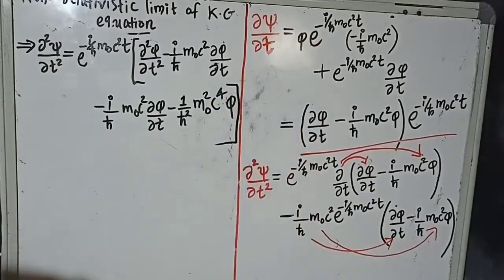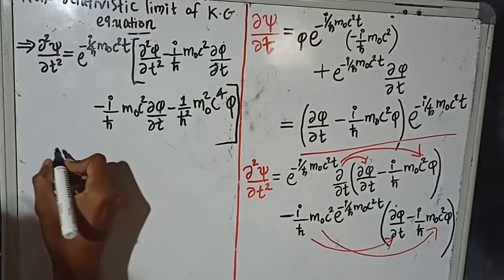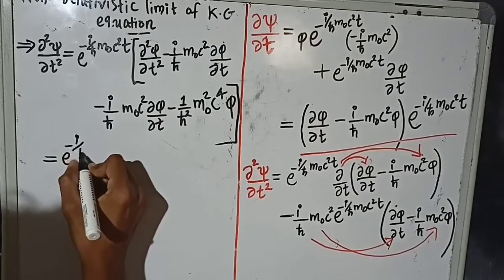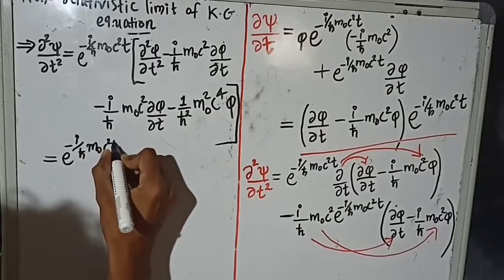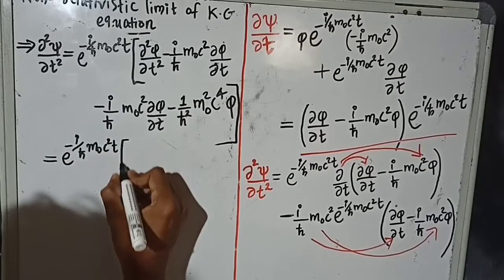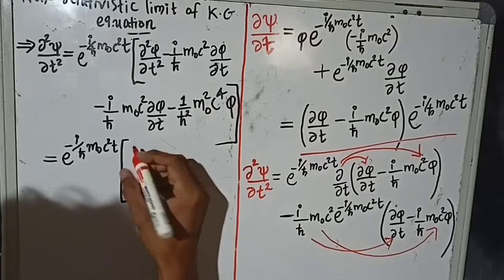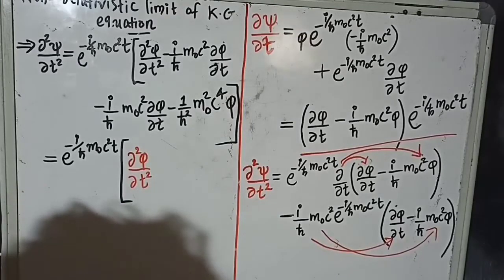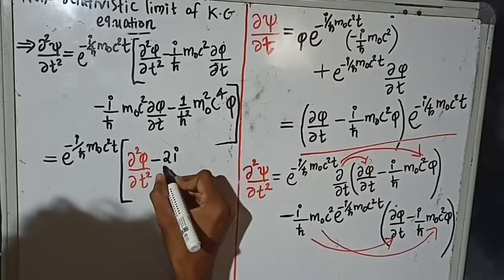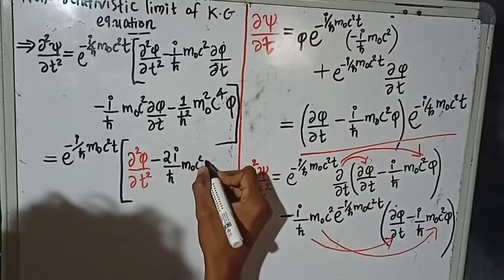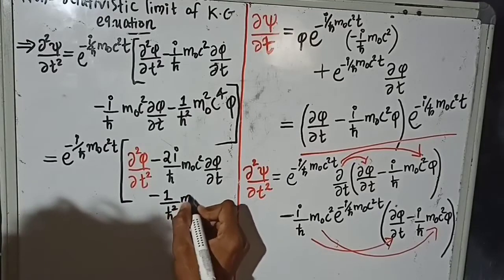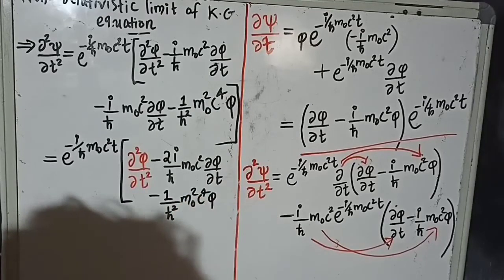You can simply see that the second and third terms are the same, so you can club them together. So we can write this expression as e to the power minus i by h cross m0 c square t times ∂²φ/∂t². I write it in red purposefully, so keep it in mind. Plus 2i by h cross m0 c square ∂φ/∂t minus 1 by h cross square m0 square c to the power 4 φ.